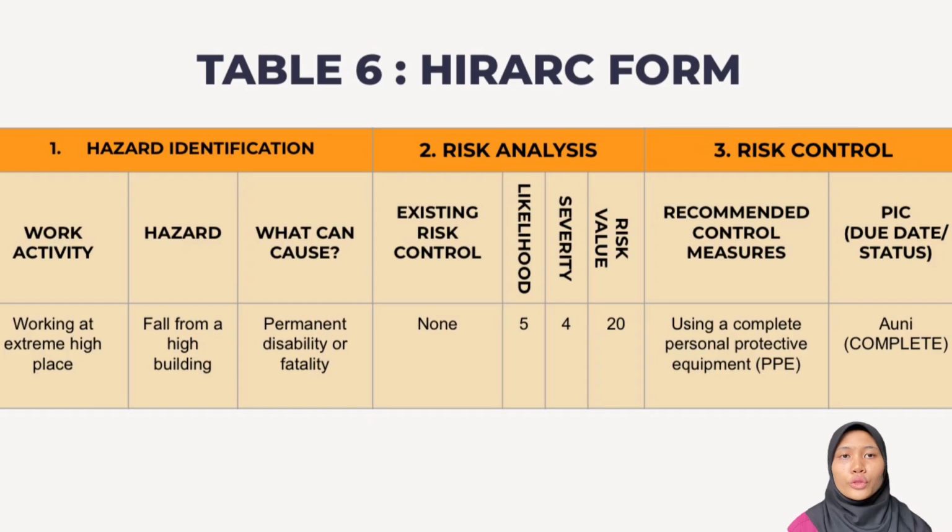We move on to table 6, which is hierarchy form. So the activity is working at extreme high place. Hazard is fall from a high building. What this activity can cause is permanent disability or fatality. Existing risk control is none. The likelihood is 5. The severity is 4. So we multiply the likelihood and severity, which is 5 times 4. We get the risk value, which is 20. The recommended control measures is using complete personal protective equipment, PPE. PIC is me, which is AUNI, and it is done and complete.